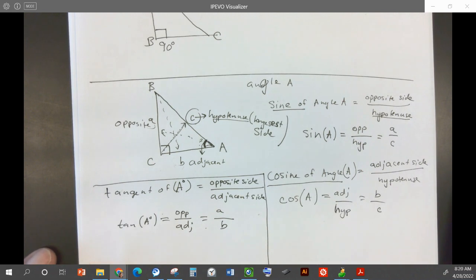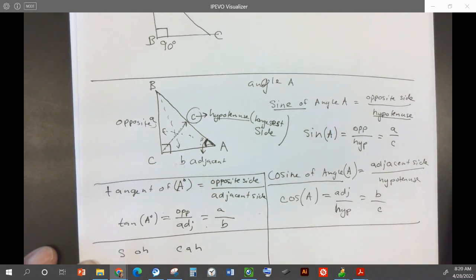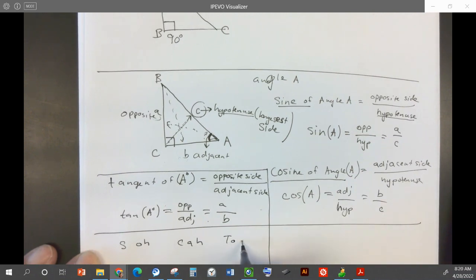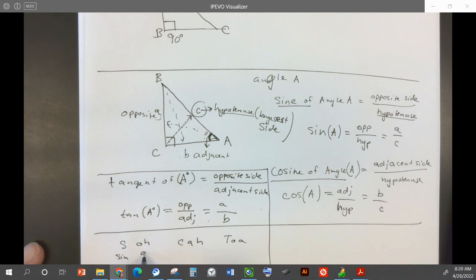Okay. So I'm also going to tell you how I remember which ones go with which. I use SOH CAH TOA. Have you heard of that before? So this tells me sine is opposite over hypotenuse. Cosine is adjacent over hypotenuse. And tangent is opposite over adjacent.